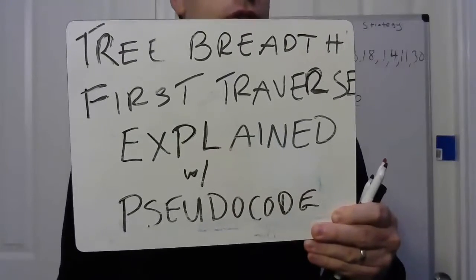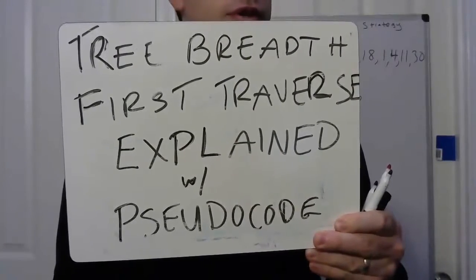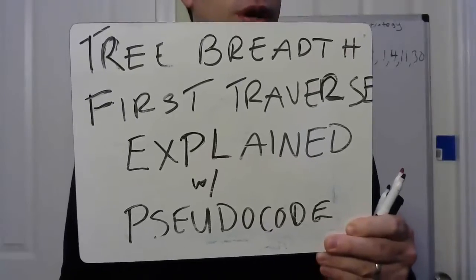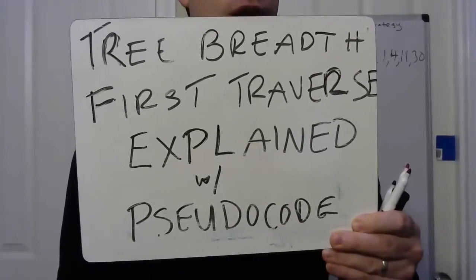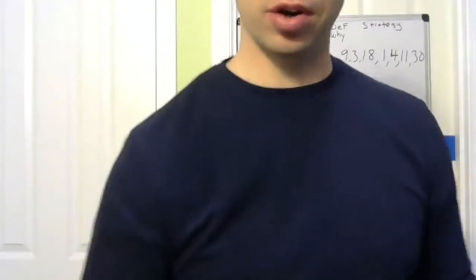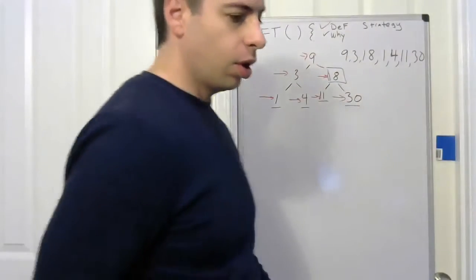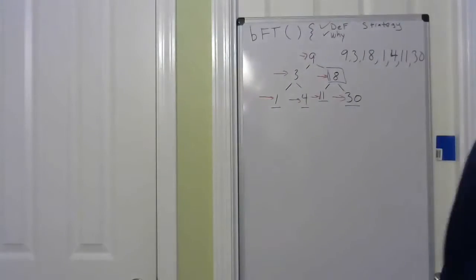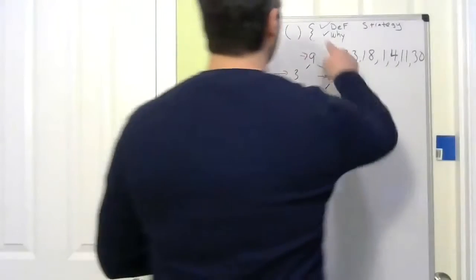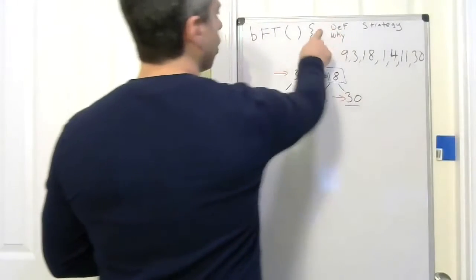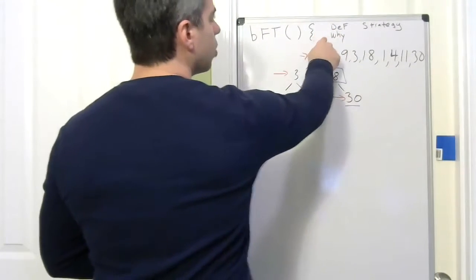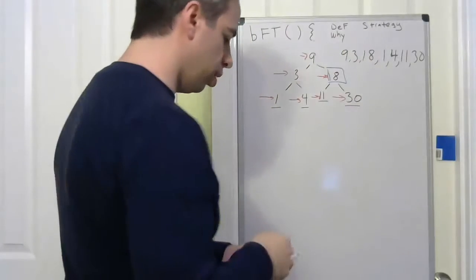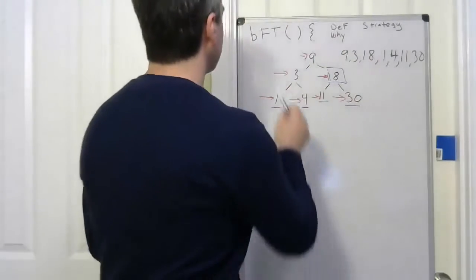Okay, folks, this is tree breadth-first traversal explained with pseudocode. This can be applied to any language. I will be coding this in JavaScript later on in a different video. The goals of this video: we're going to go through the definition, why we're going to use it, and the strategy we're going to use to build the pseudocode and ultimately the code.